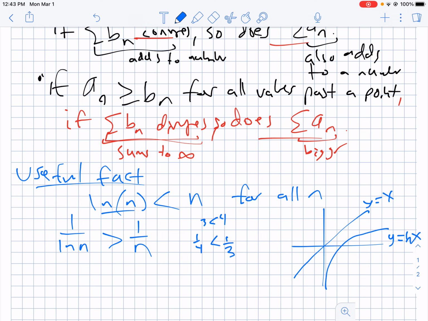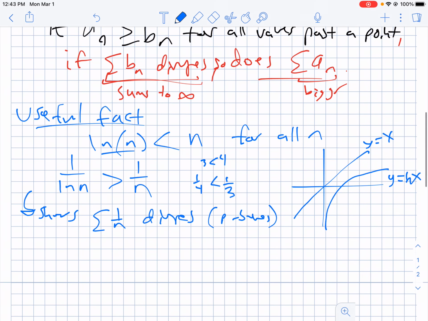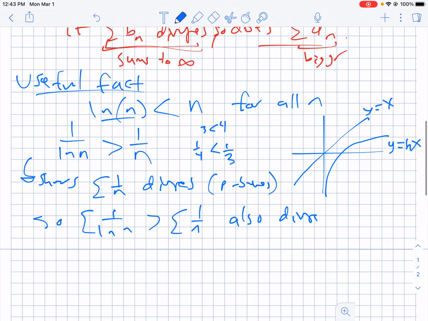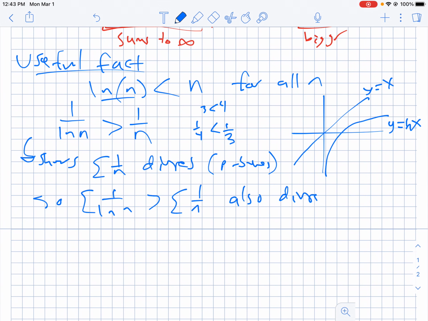Okay, so this is useful because this shows that we know the series 1 over n diverges, and we know that because it's the p-series, the harmonic series, or whatever. That means that the series of 1 over ln of n, which is bigger than the series of 1 over n, will also diverge. And that's something that's very difficult to show using a p-series or an integral. It's not geometric. Even the ratio test doesn't really help you with that. So that's just an example of what that's going to look like. Okay, so that's what's going on there.